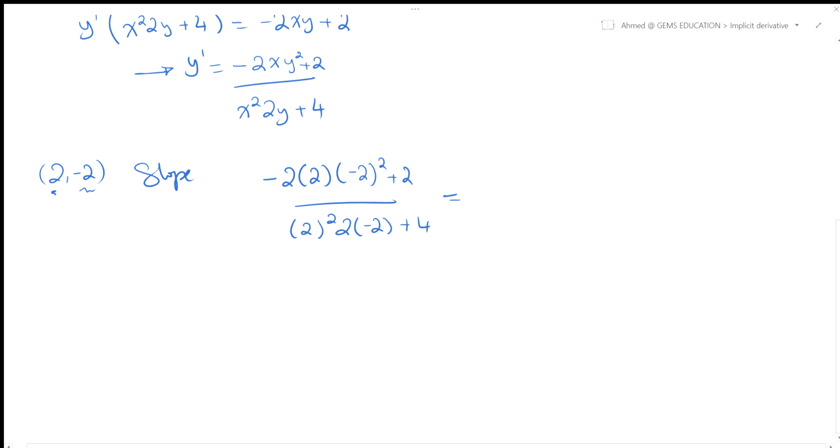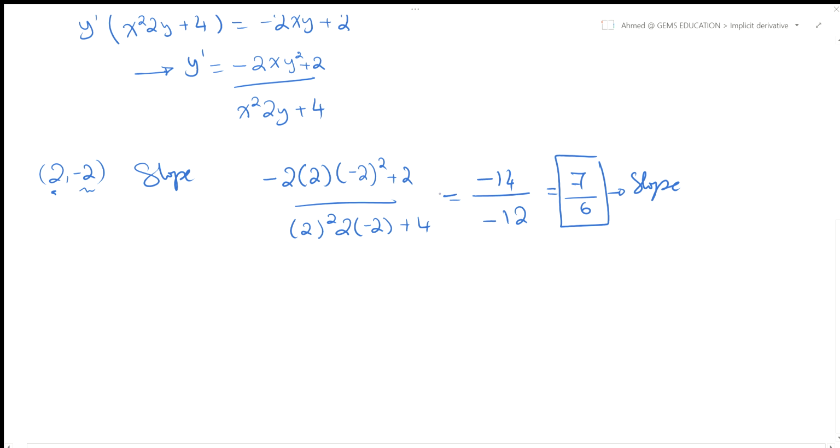So together this should be negative 14 over negative 12. Okay, so negative 14 divided by negative 12 is positive 7 over 6. So my slope is 7 over 6. That's the slope over there.